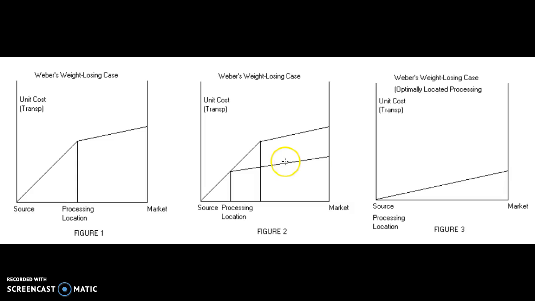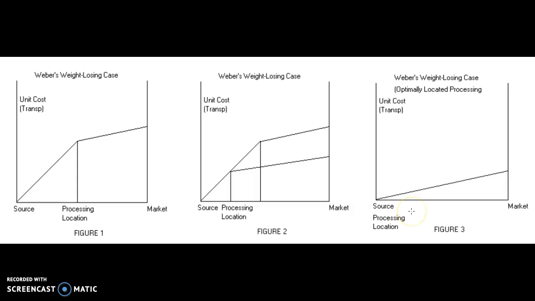So where you see my cursor is the price of moving your posts from the processing location to Home Depot. Compare that to what was in figure 1. Look at the difference in the prices. In this case of moving the processing location closer to the source, the price of transporting goods is significantly lower.